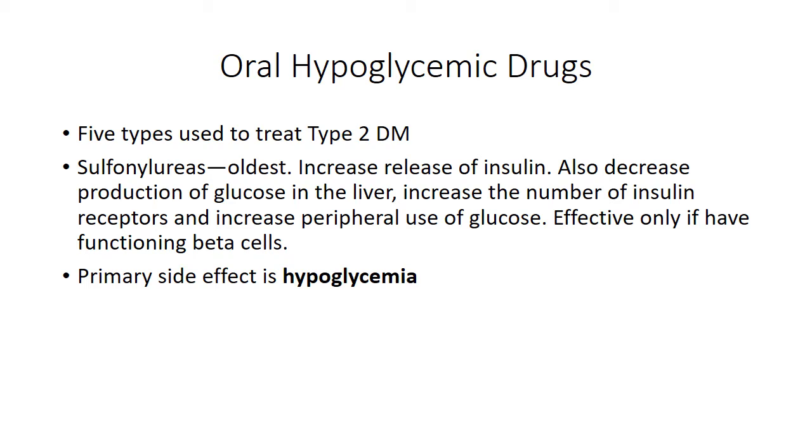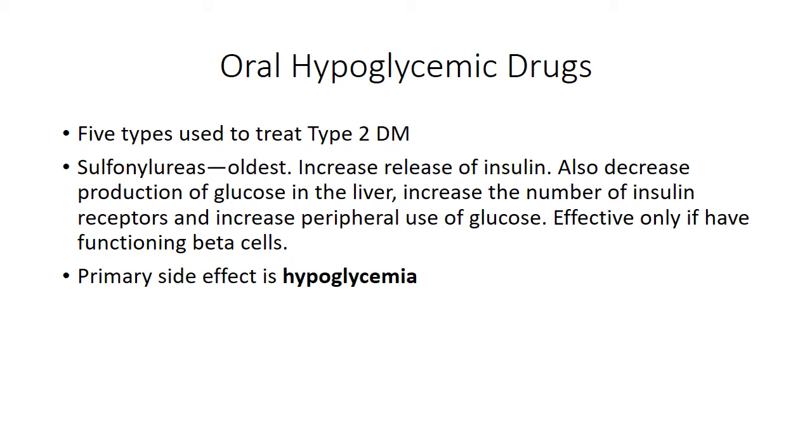Now we are going to discuss them one by one. There are 5 classes of drugs that are used to treat type 2 diabetes mellitus. First of all, the sulfonylureas. They act on sulfonylurea receptors. These are the oldest agents that are being used for the treatment of type 2 diabetes mellitus. They increase the release of insulin from the functioning beta cells of Langerhans. Number 2, they also decrease the production of glucose in the liver. Number 3, they increase the number of insulin receptors. And number 4, they increase the peripheral use of glucose.